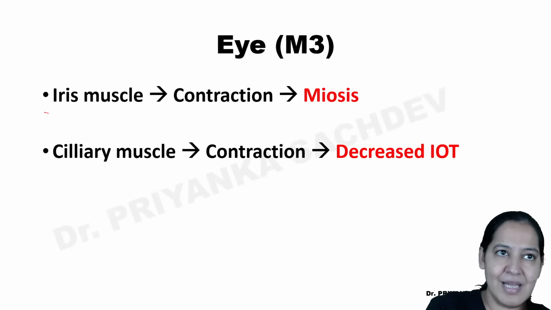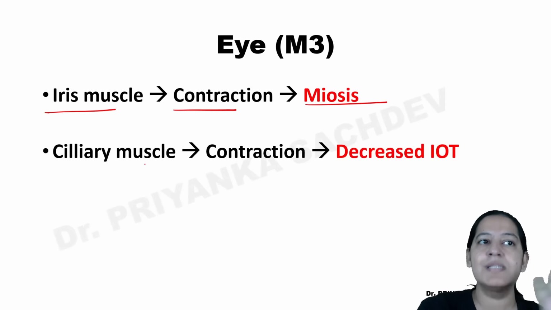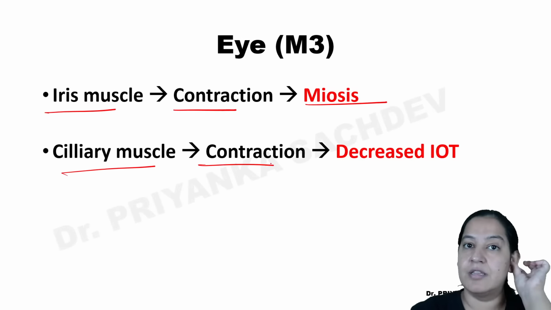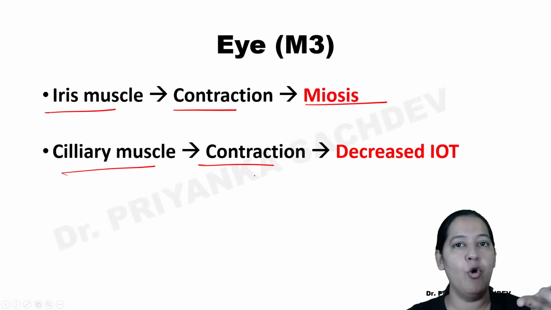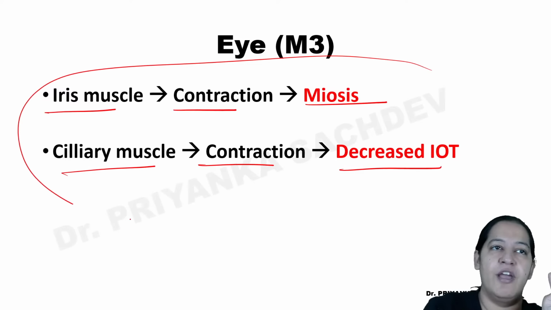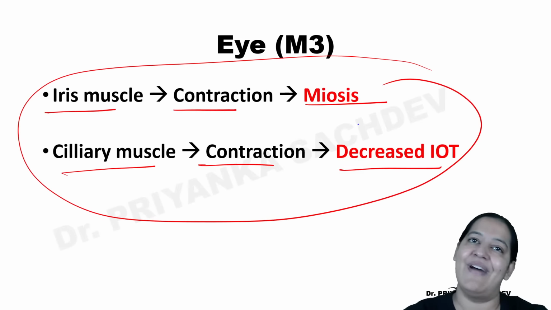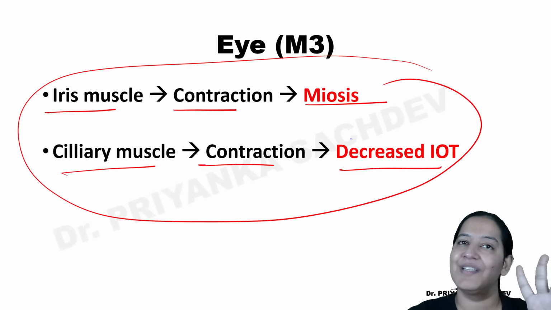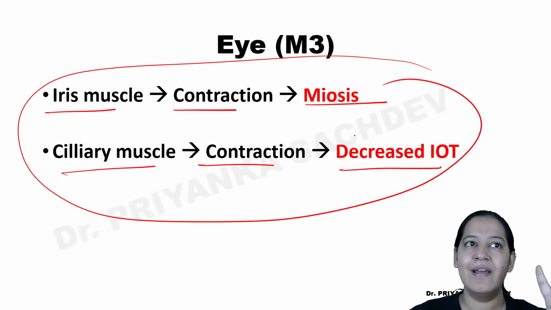So when the iris muscle is contracting, it is causing miosis. When the ciliary muscle is contracting, the pores will open, the trabeculae will open, and aqueous humor is drained out of it. So it will decrease IOP. This is the summary. If you have understood the mechanism, it's very good. If you have not understood the mechanism, it's really okay. You can understand the summary.